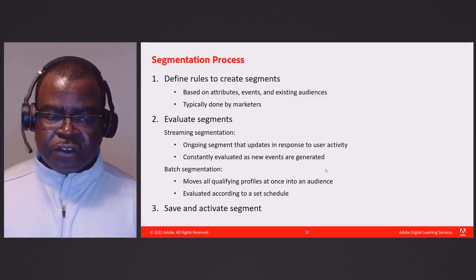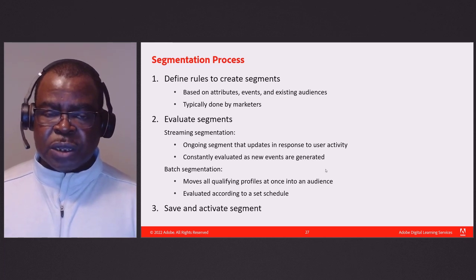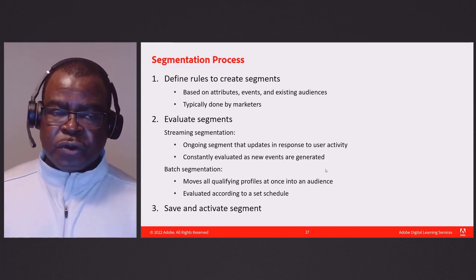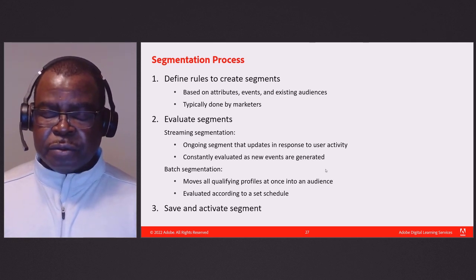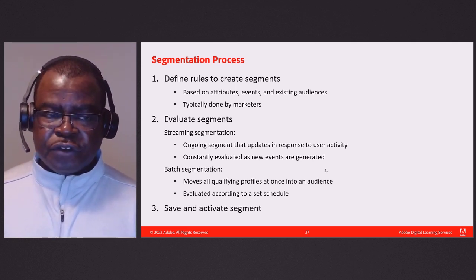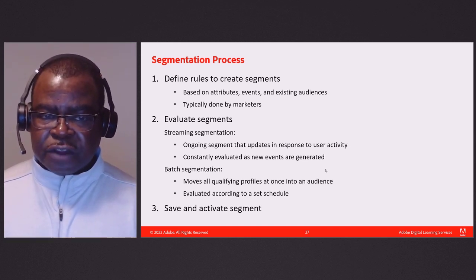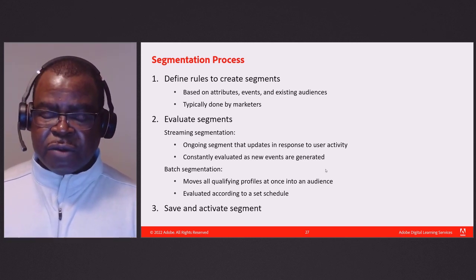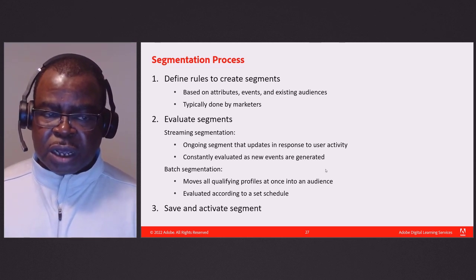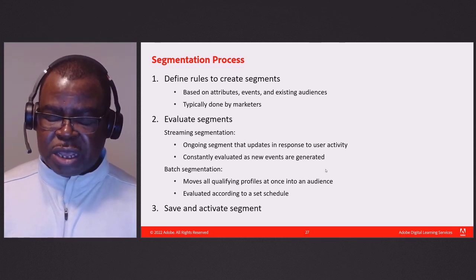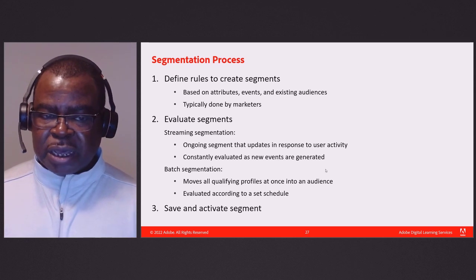So now let's look at the process for doing that. The process for creating a segment, if you are using the platform UI, is that you log into the platform, you identify the attributes or events or existing audience that will be part of your definition, and typically this will be done from within the UI by the marketers.